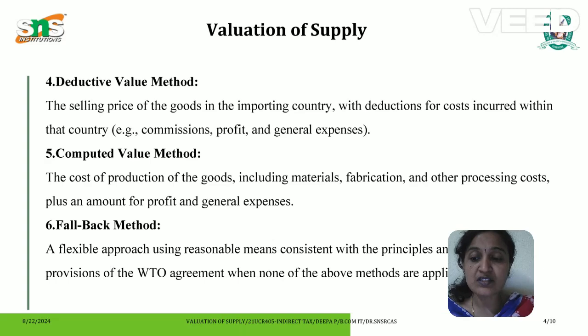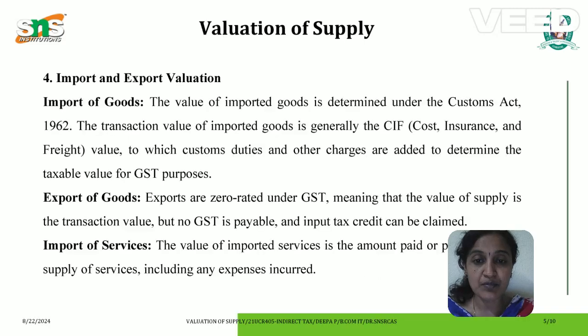The selling price of the goods in the importing country, with reduction for cost incurred within that country. Computed value method: the cost of production of goods, including materials, fabrication, and other processing costs, plus an amount for profit and general expenses. Fallback method: a flexible approach using reasonable means consistent with the principles and general provisions of the WTO agreement when none of the above methods are applicable.